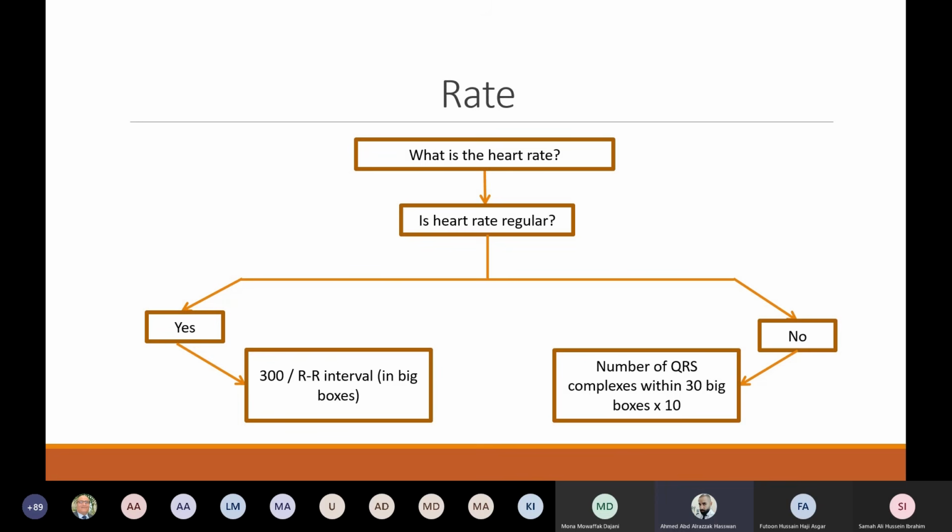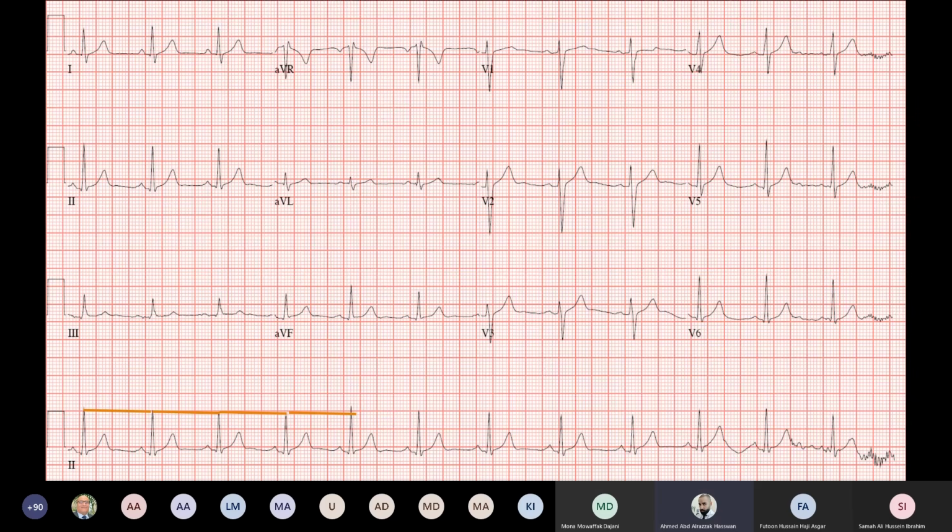We will see in a minute. If it's irregular, then we will have another way that I will show you in a minute. Now let's take a look at this ECG.